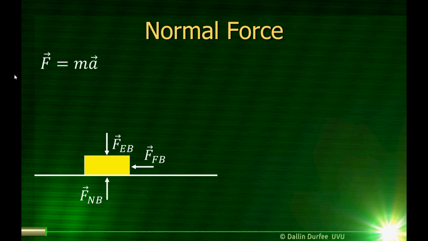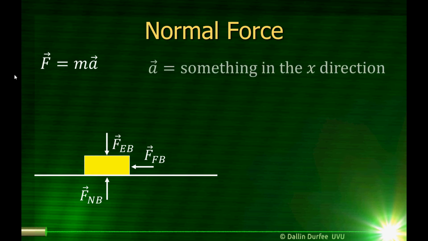So, force equals mass times acceleration, right? So the sum of the forces is equal to mass times acceleration. What is the acceleration? Well, it's something in the x direction, right? So I don't know the value of the acceleration yet, but I know that it's in the x direction. The book is not moving in y. So that tells me that the sum of the forces in the y direction have to equal 0.